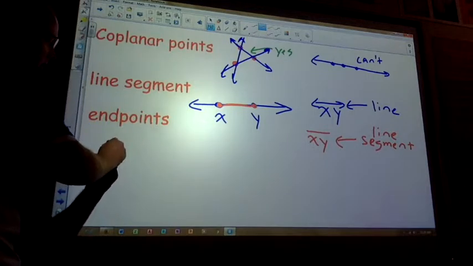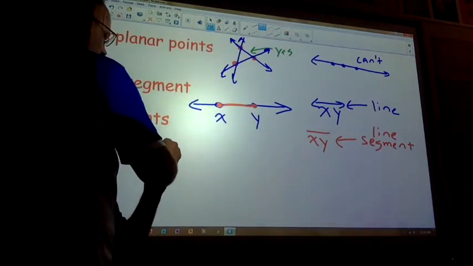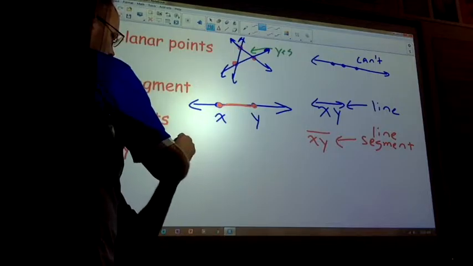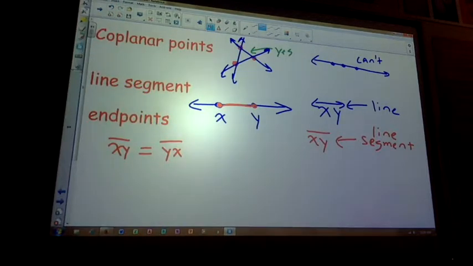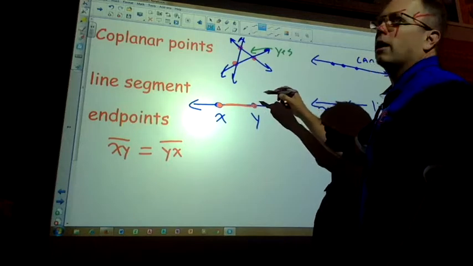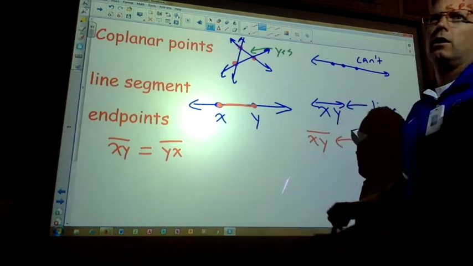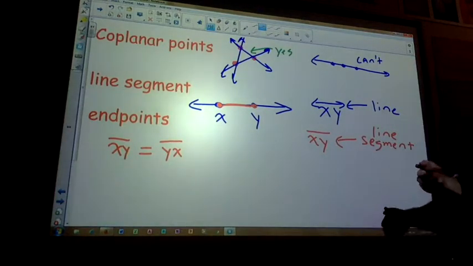And so things that you need to know is segment XY is equal to segment YX. Okay, they're equivalent statements. You're talking about the exact same set of points. If I were to start here and go this way and get here, I'm going to include the same points as if I started here and went this way and ended here. Okay, so they can do it two different ways.